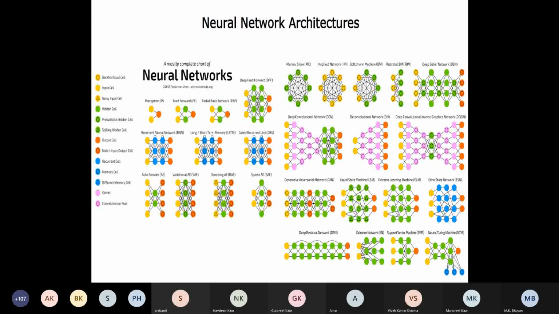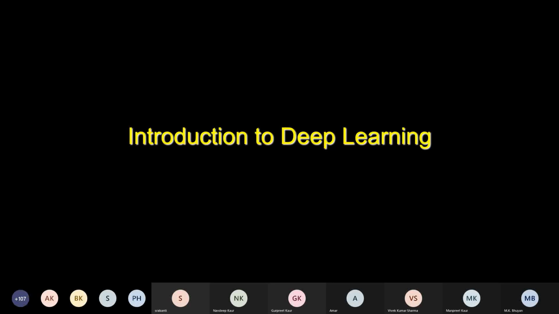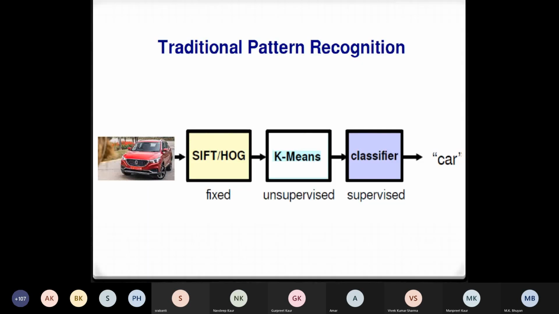Now, briefly, I will explain the concept of deep learning, the introduction to deep learning. I have already explained some of this. In the case of traditional pattern recognition systems, suppose we have the input image, we can extract input features from it. Maybe some handcrafted features we can extract. After this, we can apply supervised and unsupervised learning for image classification, for image analysis.